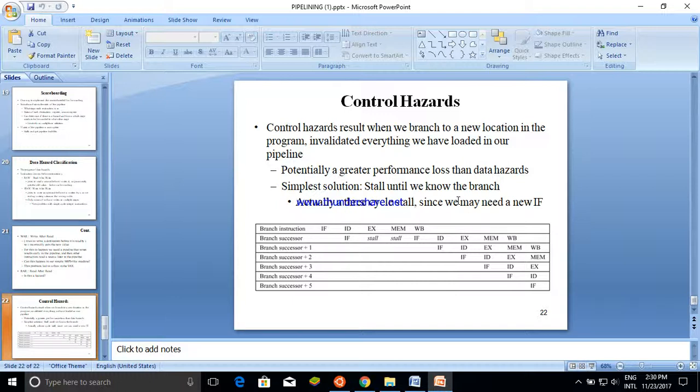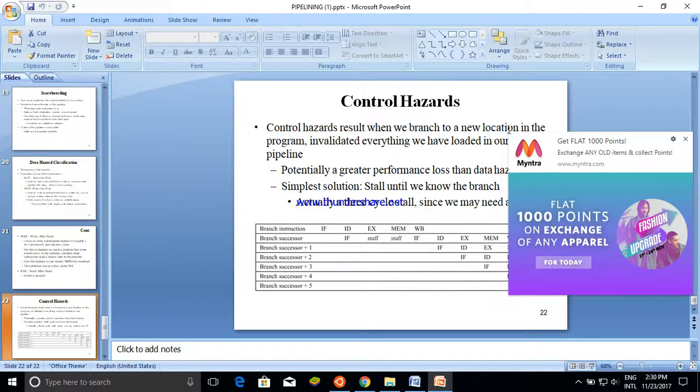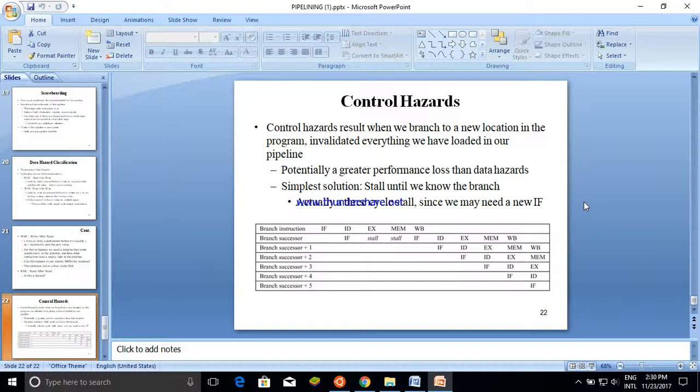The simplest solution is to stall until we know the branch. Obviously stall, as I already said, potentially a greater performance loss than data hazard. The simplest solution is stall. So as I said, stall is the most common way to overcome any hazard in pipeline. Actually a 3-cycle stall, since we may need a new IF. Now this is a short example of the control hazard.